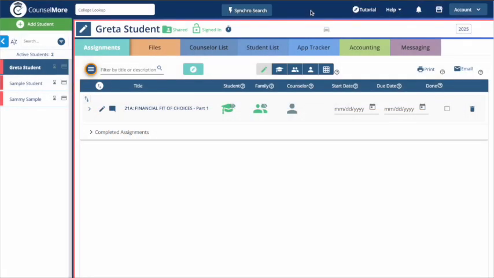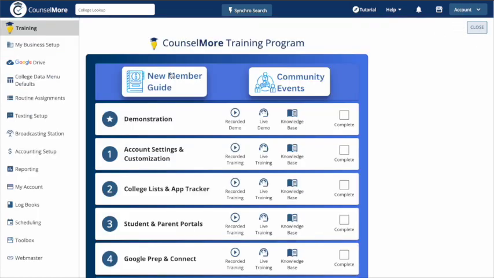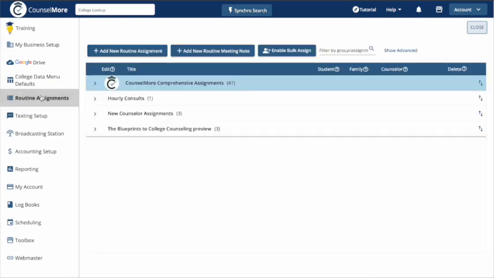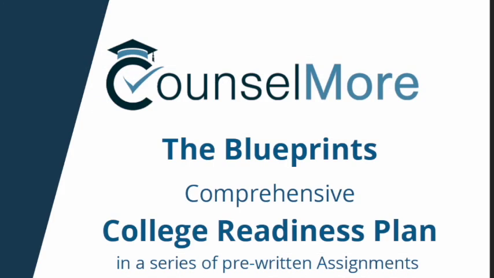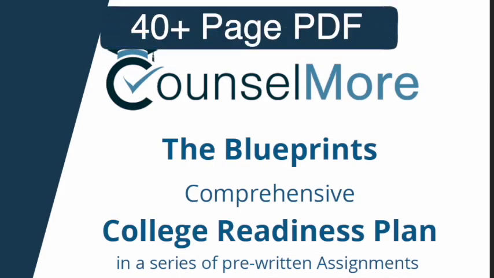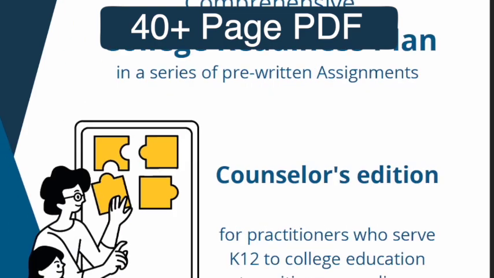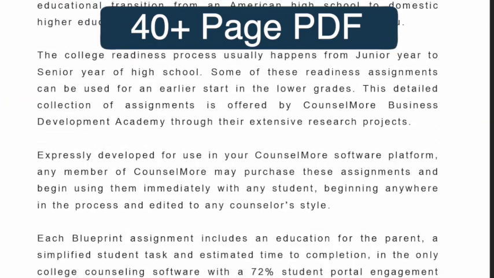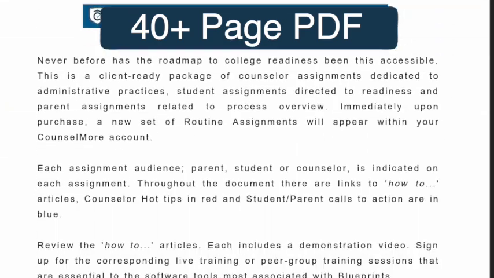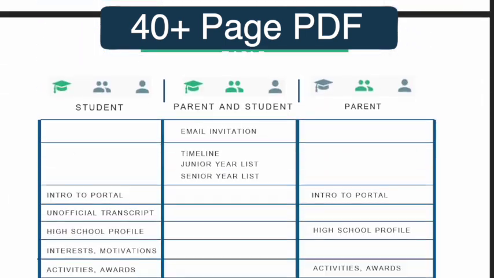You'll find them automatically populated in your settings menu, under routine assignments. You'll also get a PDF version by email, which is a great reference to have on hand. Think of this PDF as your quick guide, especially useful when you're just getting started and wanting a top-down view of the process.